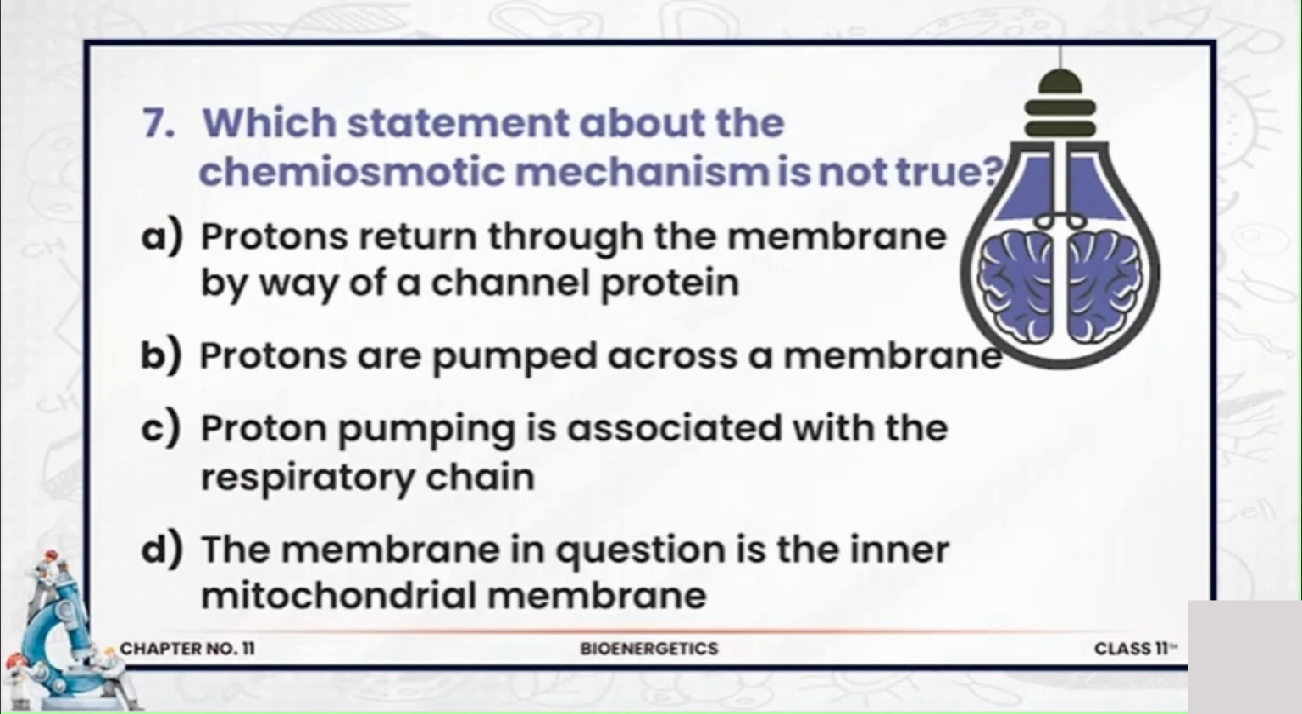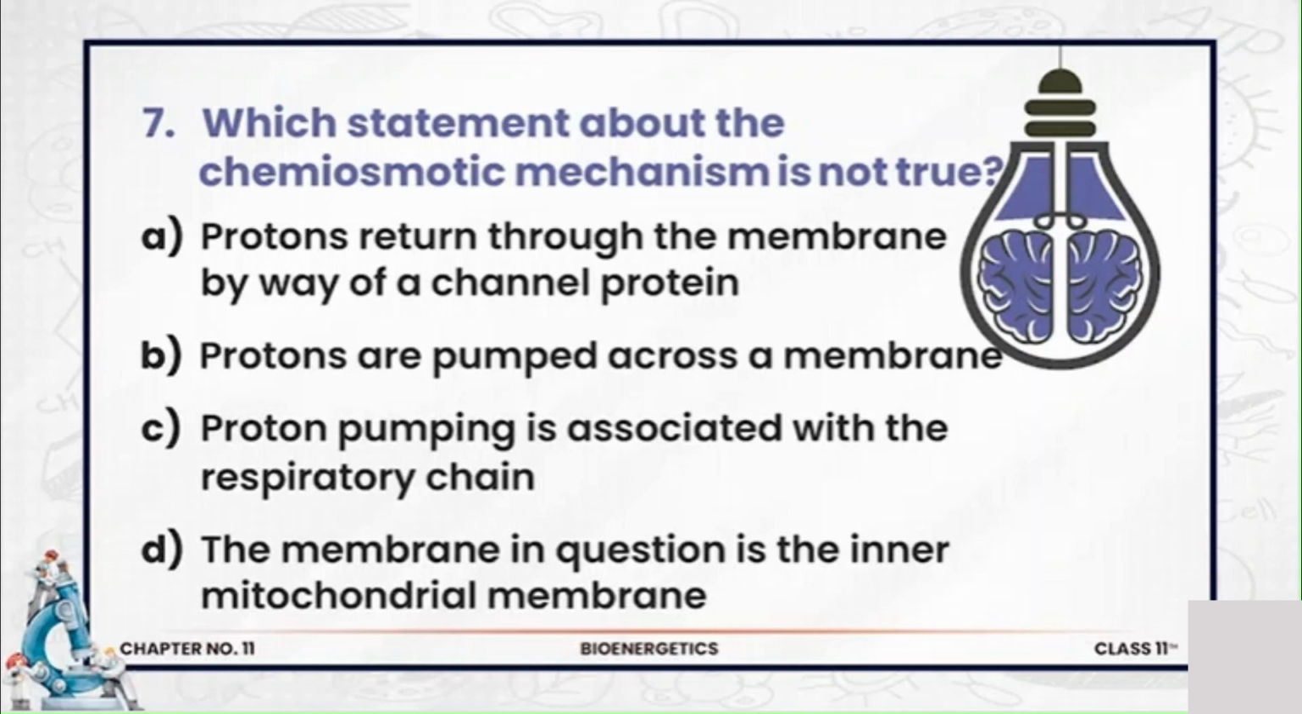Now MCQ number 7, it says which statement about the chemiosmotic mechanism is not true? तो chemiosmosis डिटेल से समझाया एक पूरे लेक्चर में, तो उसके हवाले से कौन सी स्टेटमेंट जो है वो सही नहीं है? Alpha option, protons return through the membrane by the way of channel protein. Yes, it is true. Beta option, protons are pumped across a membrane. Yes, it is also true. Charlie option, proton pumping is associated with the respiratory chain. तो chemiosmosis ये plants में जो है हो रहा है during photosynthesis और उसमें जो light reactions के दौरान ऐसा चल रहा है, जबकि respiration वो एक अलग से mechanism है, so it should not be associated.